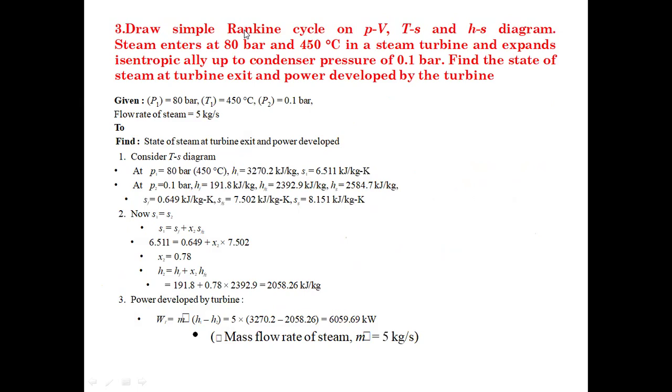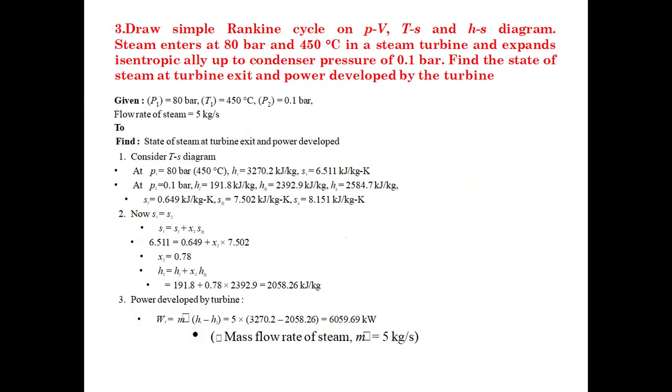Now, draw the simple Rankine cycle on PV, TS and HS diagrams. Steam enters at 80 bar and 450 degrees Celsius in the steam turbine and expands isentropically up to a condenser pressure of 0.1 bar. Find the state of steam at turbine exit and the power developed by the turbine. P1 is equal to 80 bar and T1 is equal to 450 degrees Celsius. P2 is equal to 0.1 bar. Flow rate of steam is 5 kg per second.